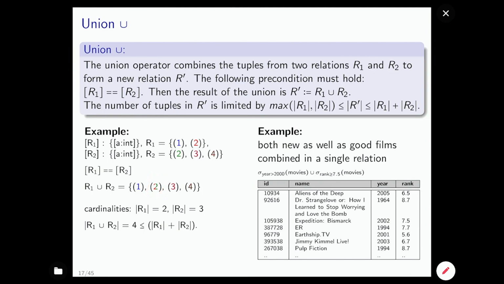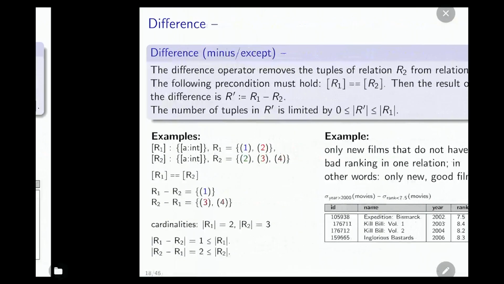Here's a similar example for IMDb. Both new as well as good films combined in a single relation. New films is a selection where the year is strictly greater than 2000. Union, all the movies where the rank, that's a quality attribute in IMDb, is greater or equal 7.5, and you put them for whatever reason in the same relation. That's one use of the union operator.